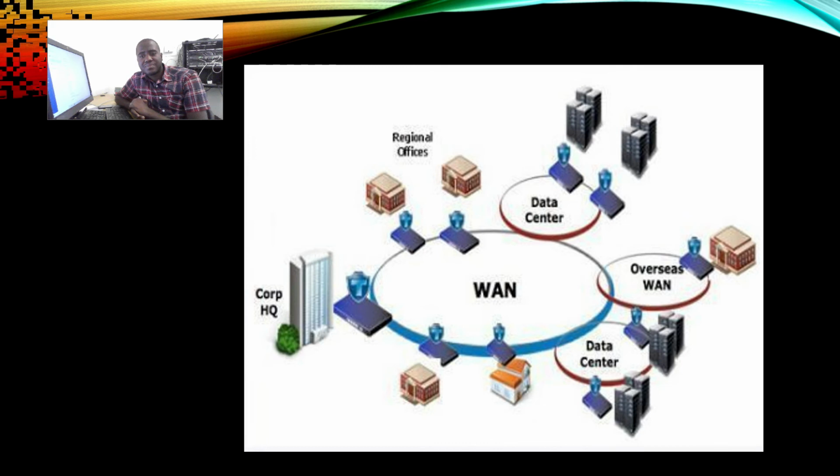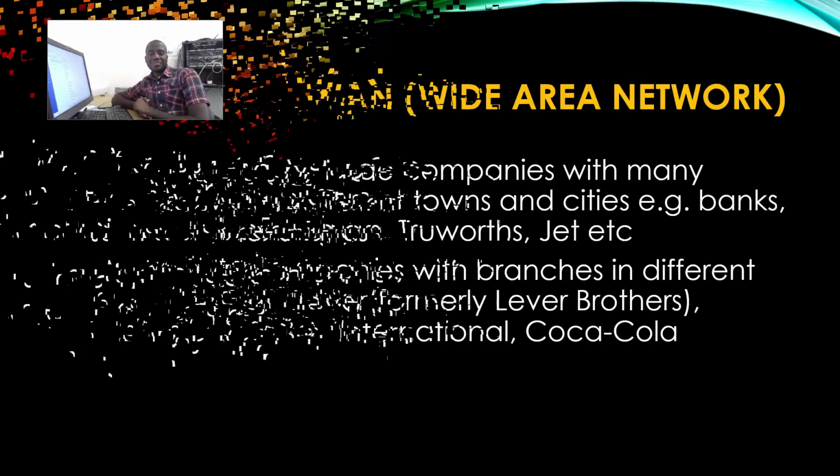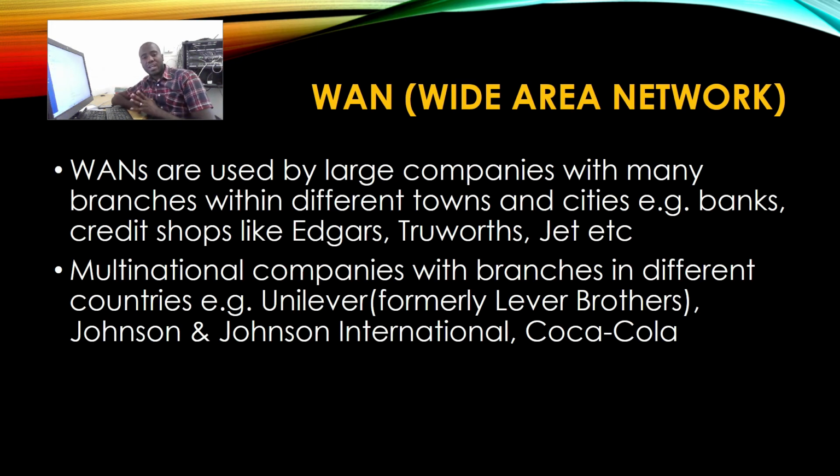I can represent that using another diagram, another example. You can have a headquarters, and then you can have regional offices. You can have data centers in other towns, and then you can have offices. And when you link these companies or offices together, they form what is called a wide area network. I hope it's still clear. Now let's just summarize what a wide area network is. A WAN is basically used by large companies with many branches in different towns and cities, for example banks and credit shops like Edgars, Truworths, or Jet. They make use of these types of networks.